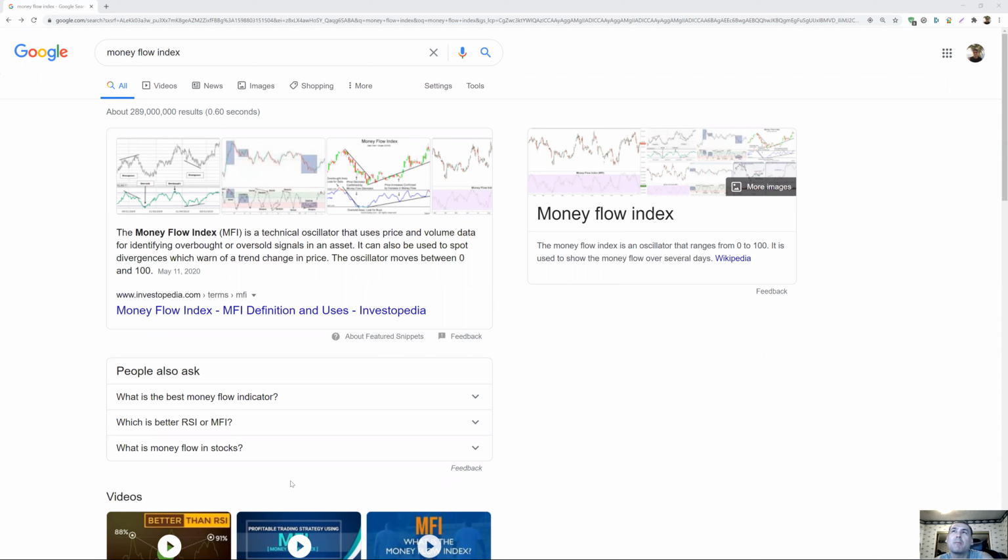People don't really look at money flow index. It's like RSI. It's probably better for longer term time frames, although you can use it on shorter term time frames. The money flow technical oscillator uses price and volume data, identifying both overbought and oversold signals in an asset. It can be used to spot divergences which warn of a trend change.